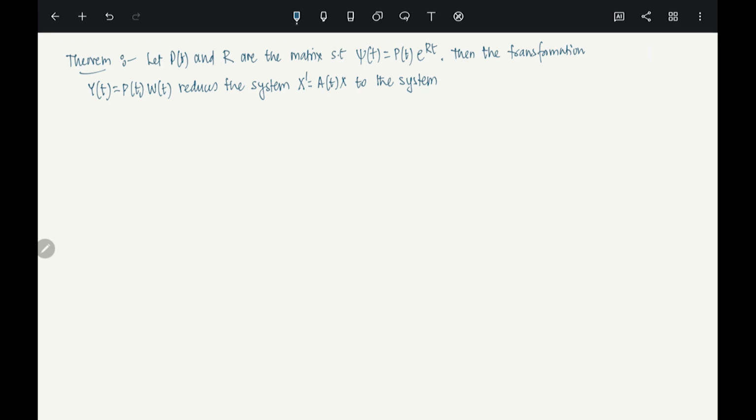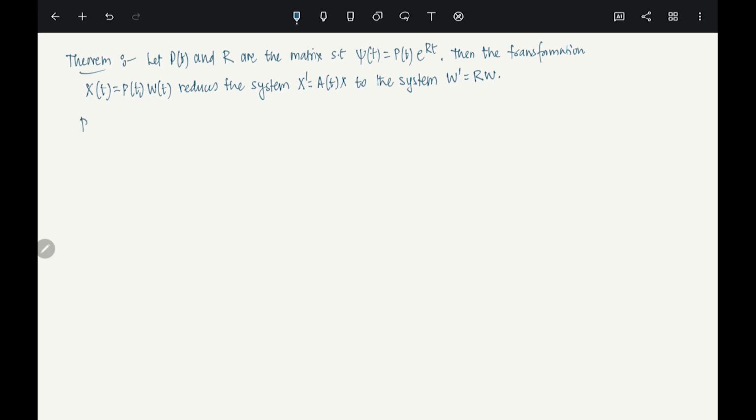So you can have this transformation, x given by P of t times w of t. Let's just write it as x of t this way, otherwise I have to again go through that y is a solution of that problem. Anyway, it reduces the system to the system w prime equals R w. You see that the variable coefficient system actually gets reduced to a constant coefficient system.